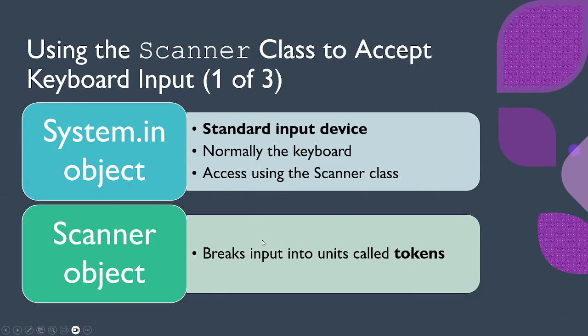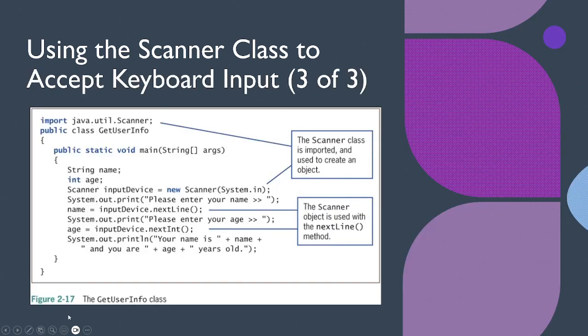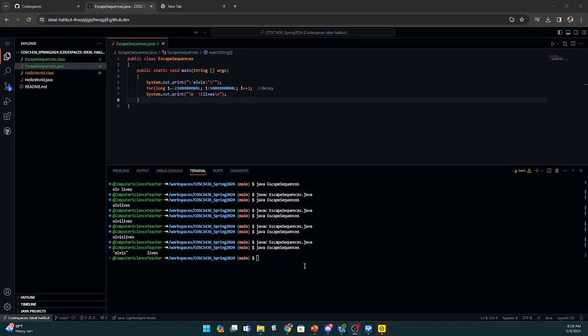It breaks input into units called tokens, and that's basically strings between spaces. Usually the input is the keyboard, and we can bring in a variety of different data types. You can take a shot of this, but it brings in doubles and strings, shorts, bytes, floats, longs, whatever you really want will come in from the Scanner class. It kind of looks like this, but instead of looking at this here, I'm going to show this in code. And here's our code environment.